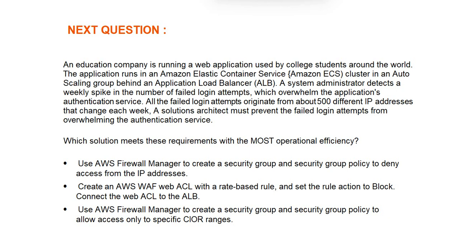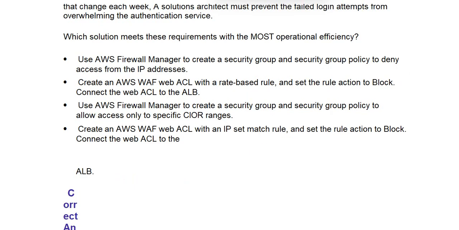A solutions architect must prevent the failed login attempts from overwhelming the authentication service. Which solution meets these requirements with the most operational efficiency? Option A. Use AWS Firewall Manager to create a security group and security group policy to deny access from the IP addresses. Option B. Create an AWS WAF web ACL with a rate-based rule and set the rule action to block. Connect the web ACL to the ALB.